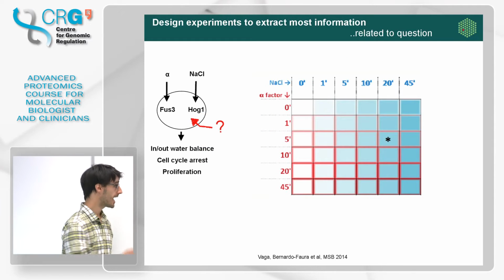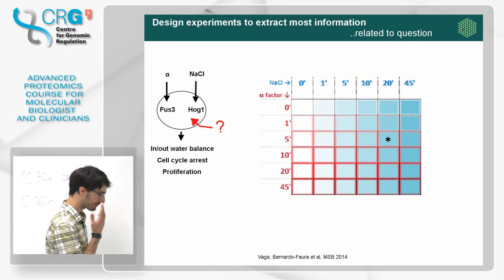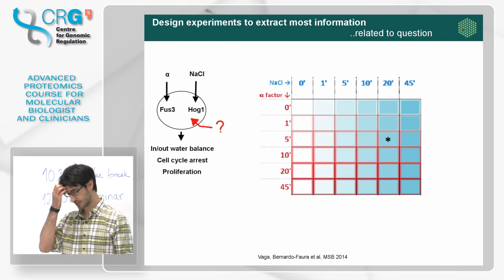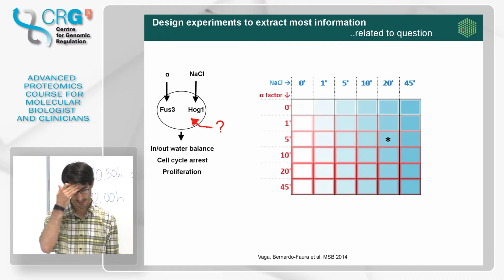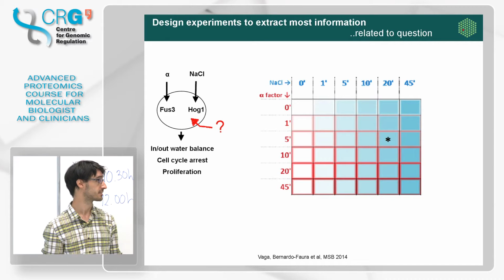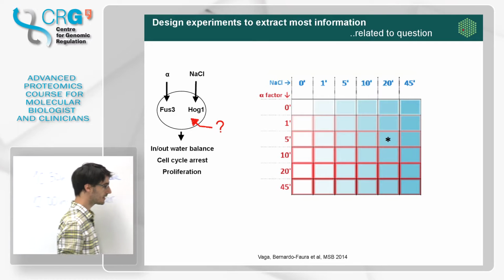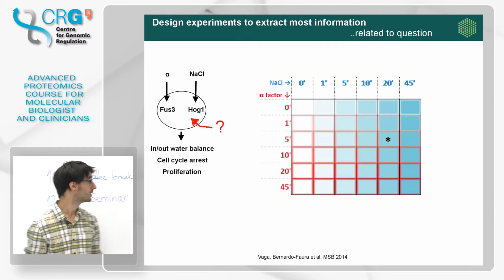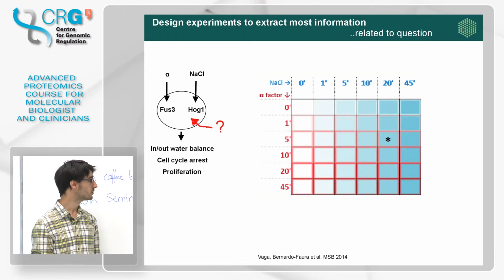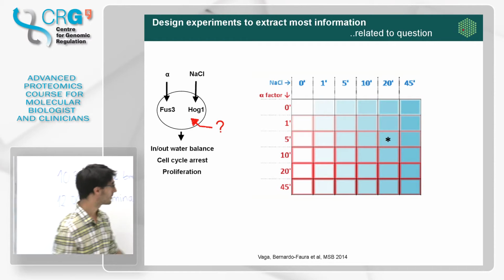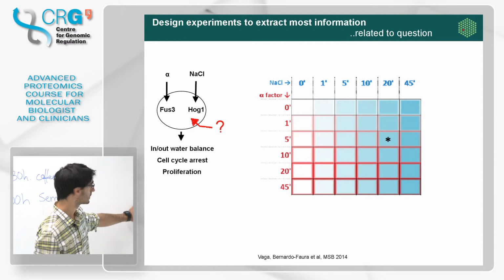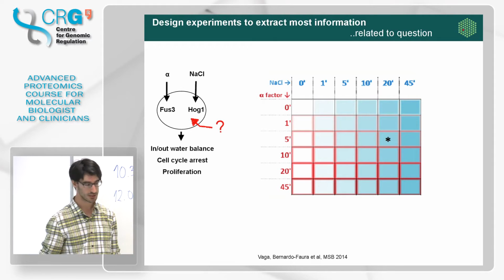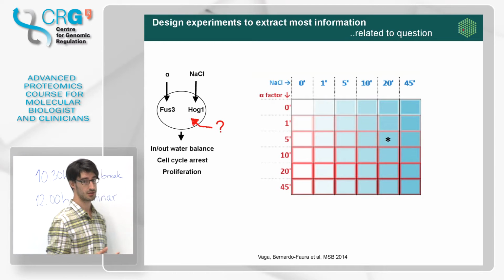Then I would like to use an example of a recently published paper to illustrate how to set up the experiments properly. This is a paper that you have in the materials. It's printed for you. By the way, I'm sorry about the resolution. What we're trying to do is understand how crosstalk is regulated in yeast.